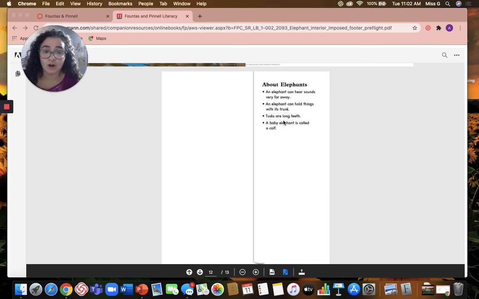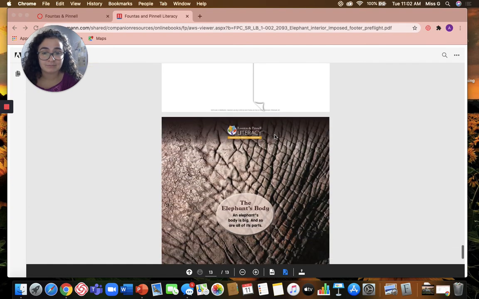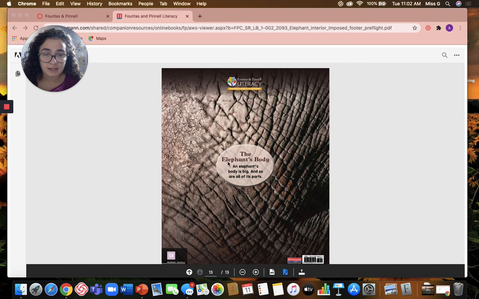Tusks are long teeth, so we were correct. Tusks are an elephant's teeth, and that means that they're similar to our teeth. And then finally, a baby elephant is called a calf. Whoa, those are some fun facts. Here, the elephant's body. An elephant's body is big, and so are all of its parts.